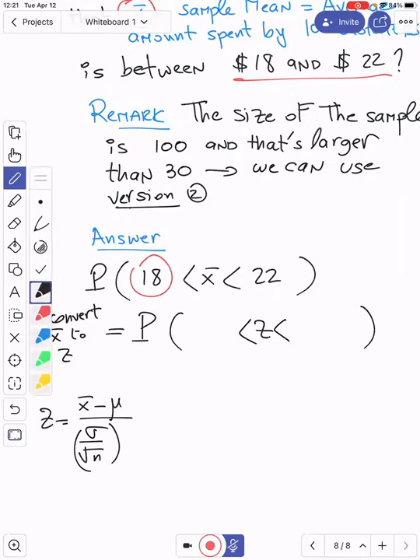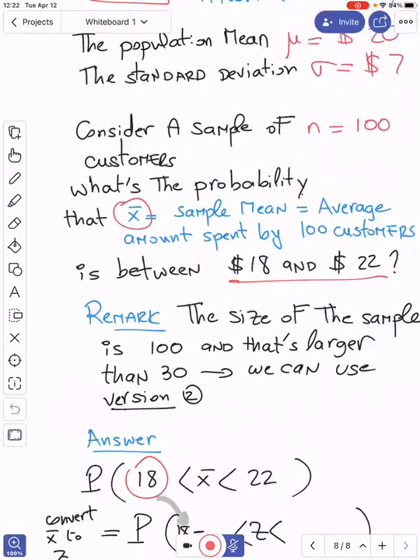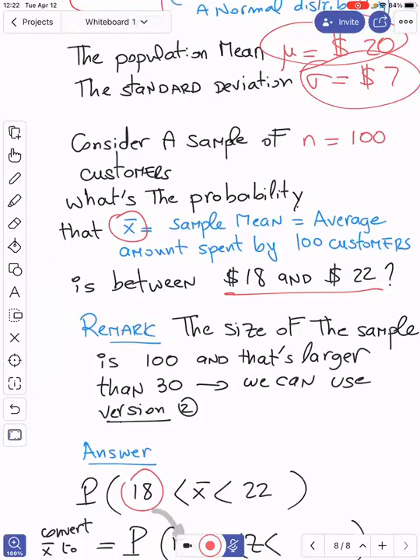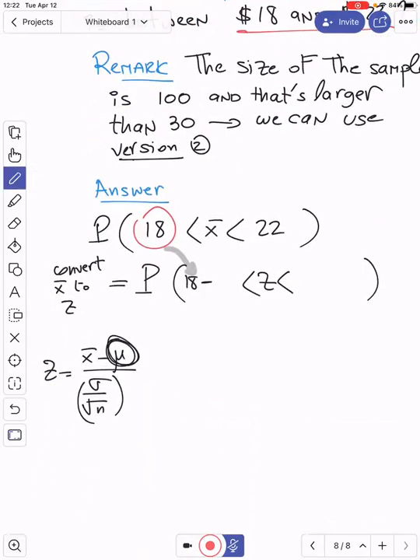So for 18, it's going to be 18 minus mu. In this problem, mu is 20 and sigma is 7. So 18 minus 20, over sigma over the square root of N, so 7 over the square root of 100.